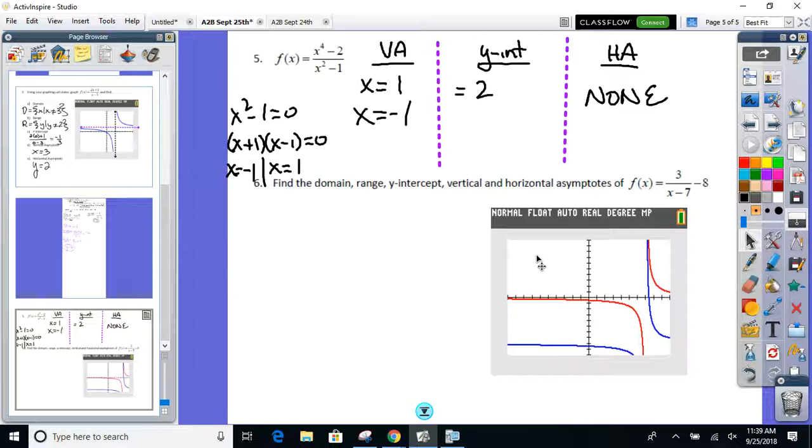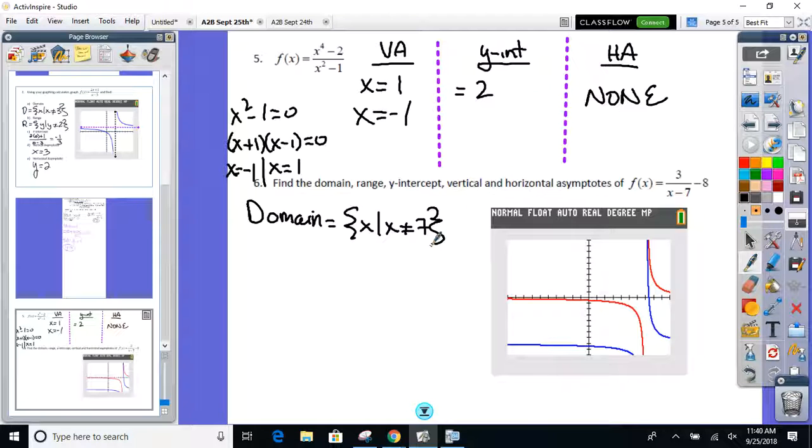Let's start with the domain. Domain are your x values, right? What would you tell me my domain is? x cannot equal 7, right? Well, if I just shift it down 8, is that going to affect anything vertically? Everyone agree it's not going to affect it vertically. So it's still going to be x such that x cannot equal 7. That's not going to affect it.